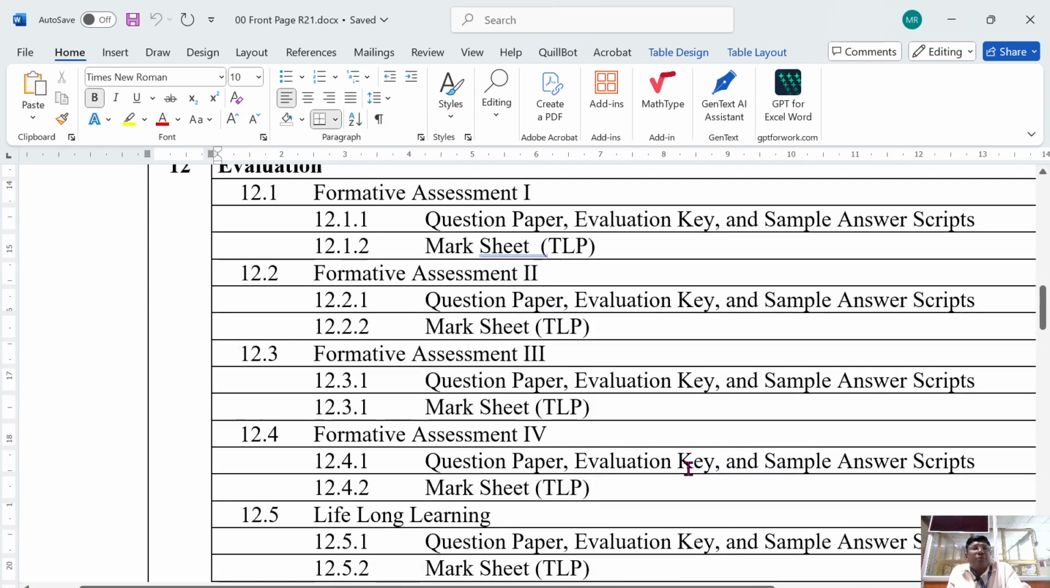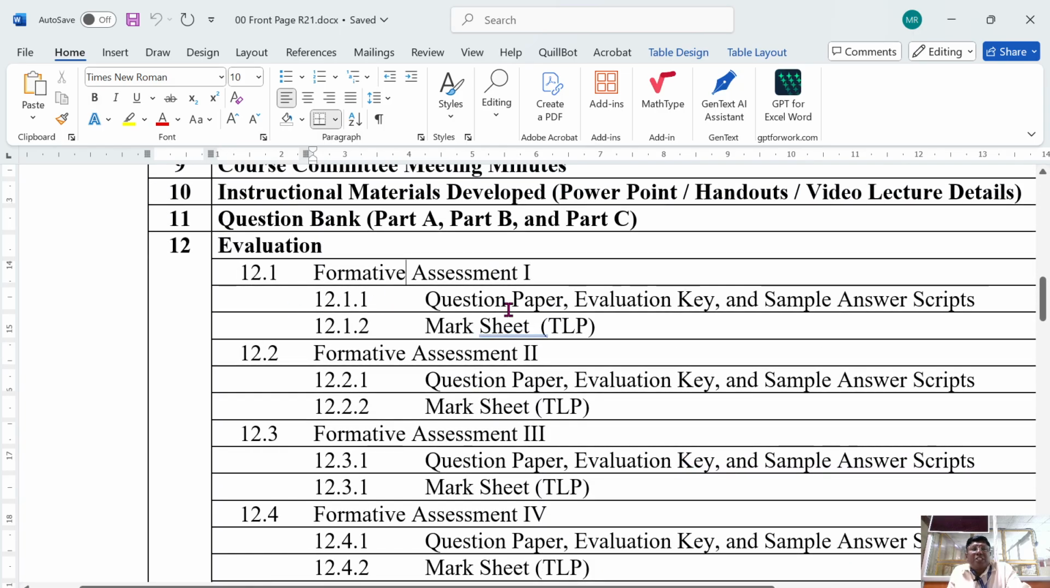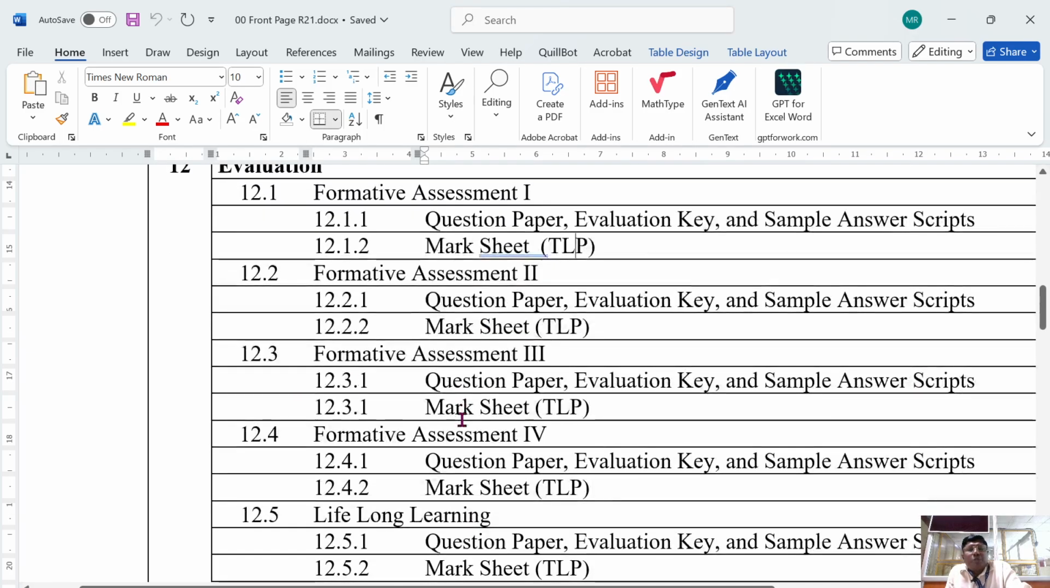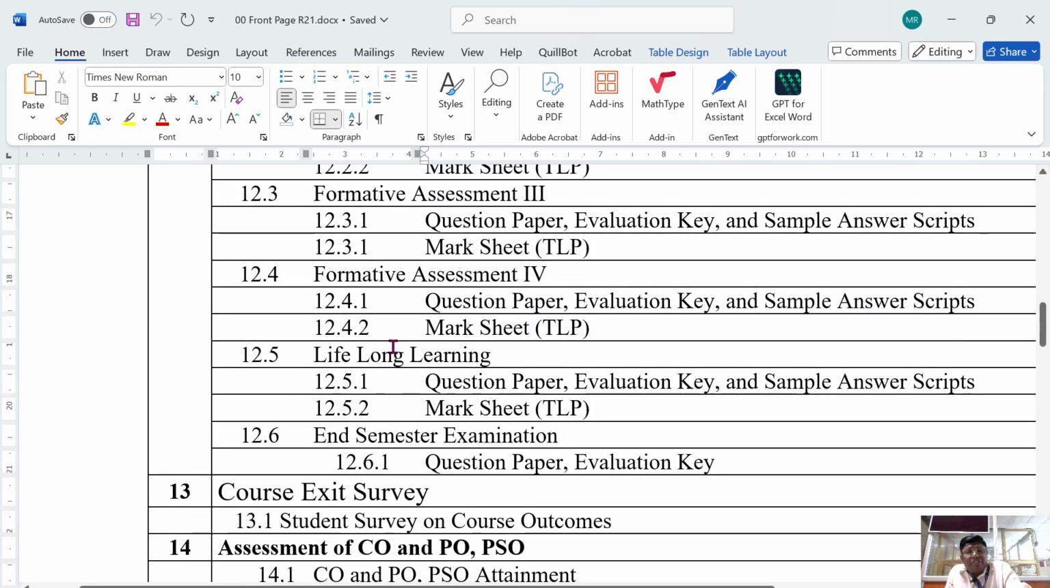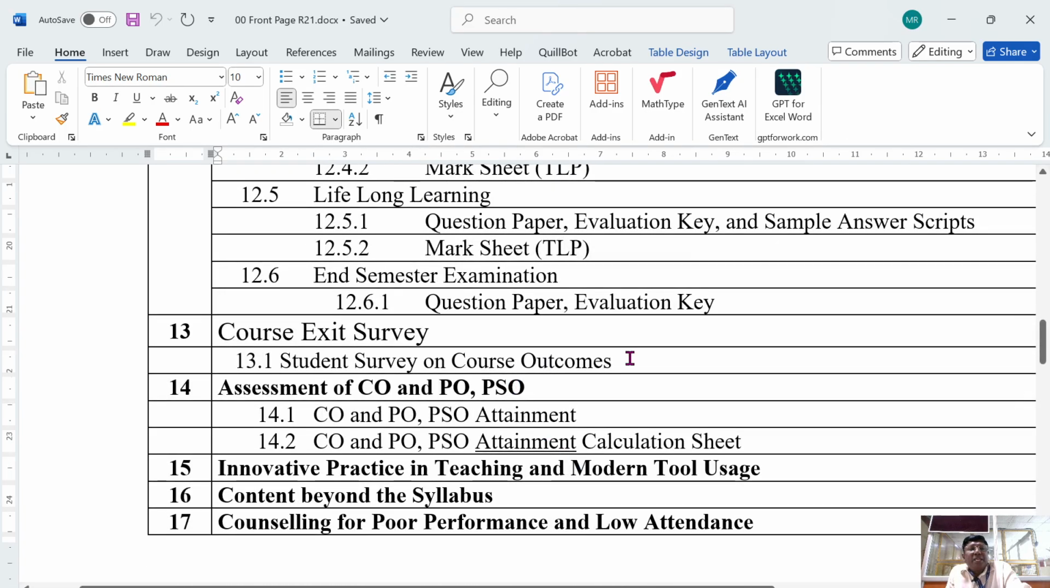And evaluation procedure, formative assessment 1. We have to keep the question paper, evaluation key and sample answer scripts, 6 answer scripts. But we have to evaluate for all students. And the mark sheet for TLP 5, and correspondingly for formative assessments 2, 3 and 4, and lifelong learning: whatever activity we are doing as lifelong learning has to be recorded properly. If you are not conducting any question paper, whatever you are doing has to be recorded properly. And for the end semester examination, the question paper and evaluation key have to be given.